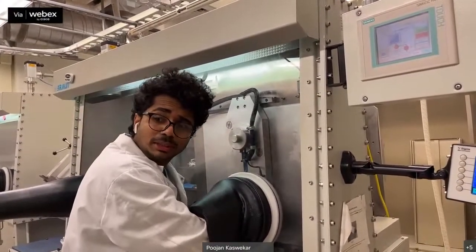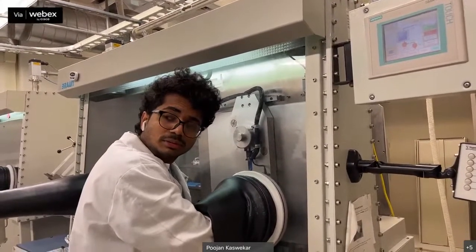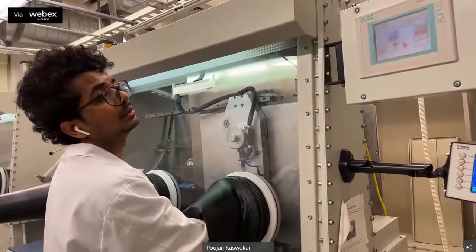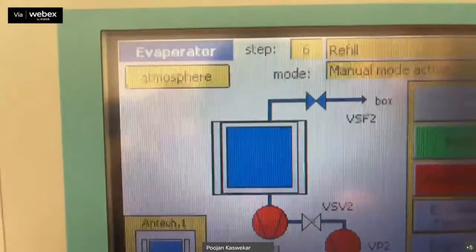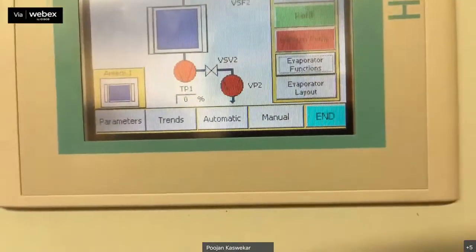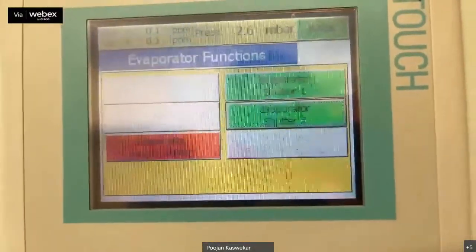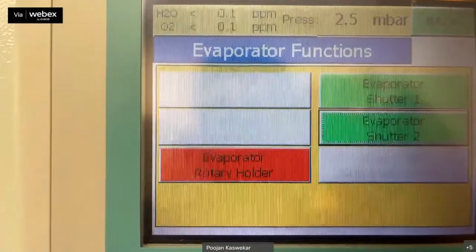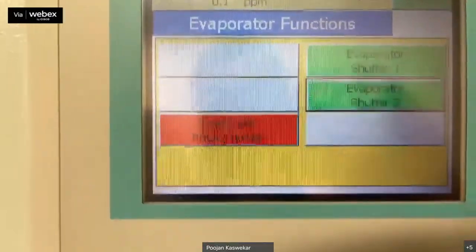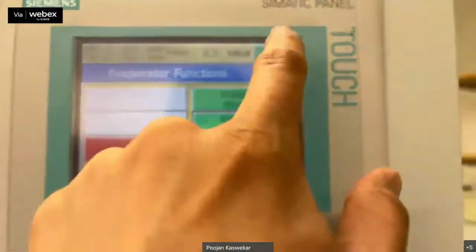Listen, any more questions in the chat box? No? Okay, good. Now it's at atmosphere. Now it is showing at atmosphere. So go to the evaporator functions. Why is it not there? Right, go back.